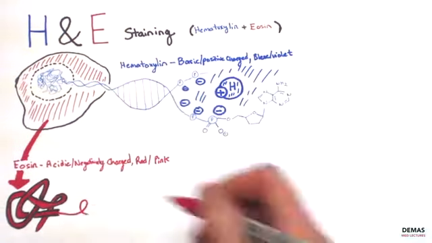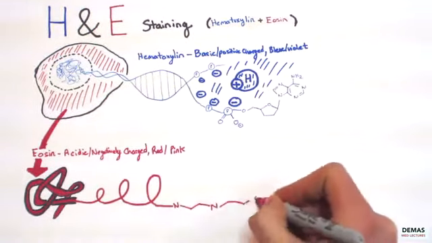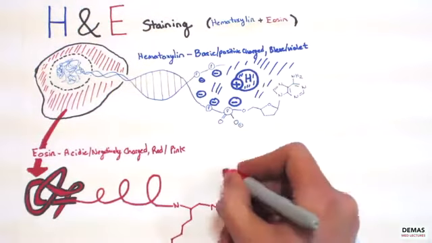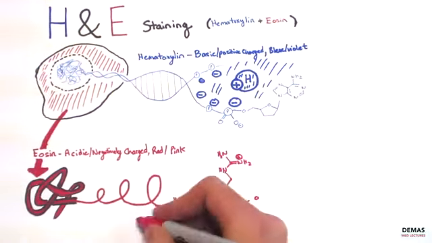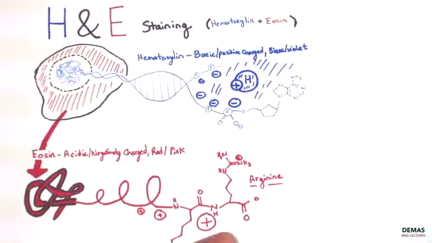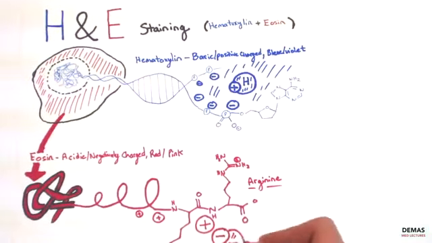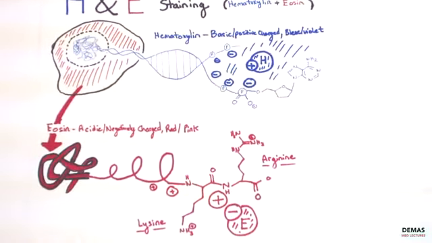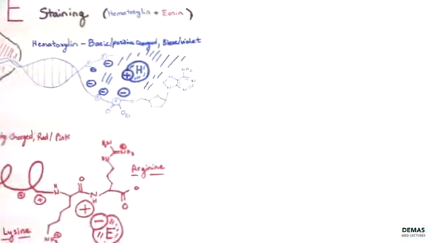So this is a protein that we're zooming in on. You can see the 3D folded tertiary structure of the protein, as well as the secondary alpha helix structure. And eosin is going to bind to basic amino acids, positively charged lysine and arginine, and it will give it that red color that's characteristic of the cytoplasm.